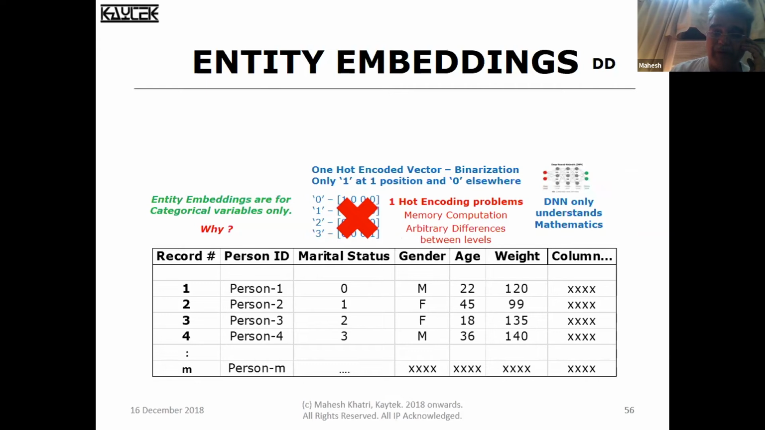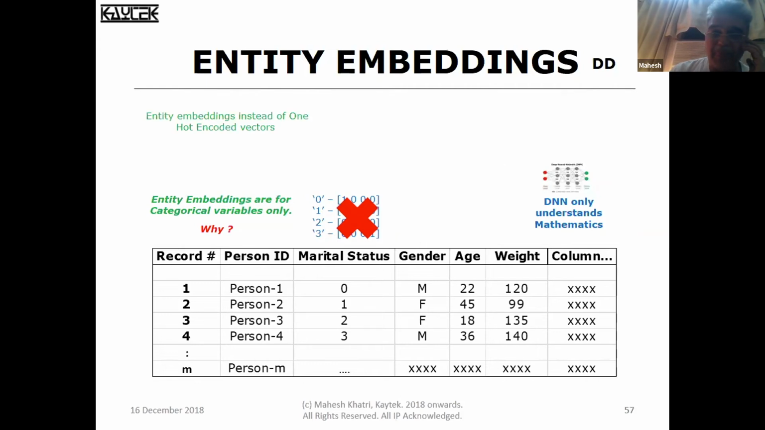There were problems of arbitrary differences between levels. So entity embeddings have also been used instead of one hot encoded vectors, because if you look at it mathematically, they are the dot product of the one hot encoded data and the learnable weights.